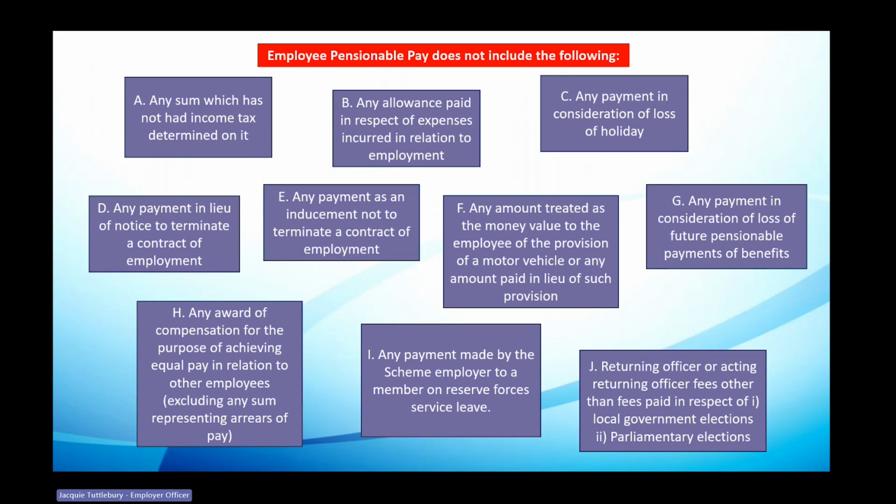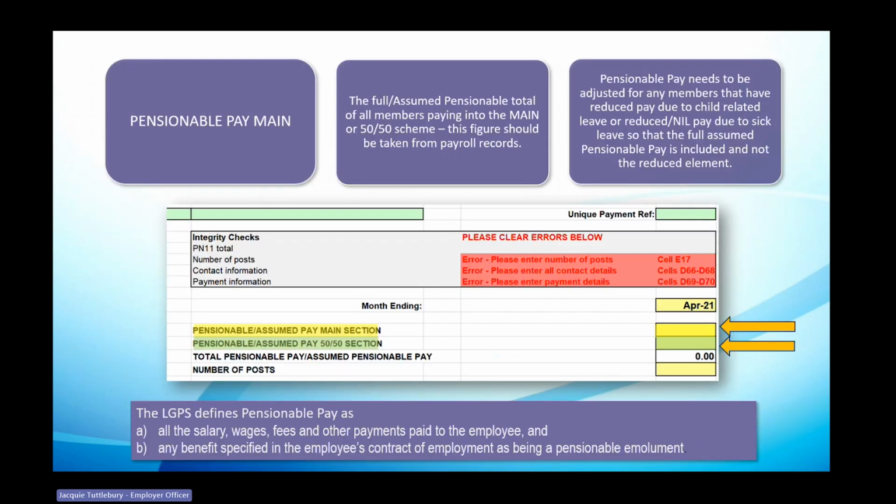Let's just talk in detail a bit more about assumed pensionable pay. The assumed part of the pensionable pay is for members who have reduced pay due to sickness or ordinary maternity or paternity leave. This is because your employees should be treated as if they are still working their normal hours. So the pensionable pay will need to be amended to show the APP for them, rather than any reduced amount. The same applies for any member on nil pay due to sick leave. The employee should be treated as if they're working their normal full hours.